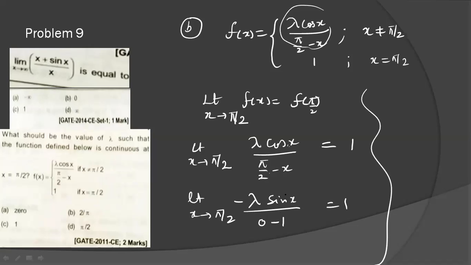Now if you apply the limit x equal to pi by 2, minus is cancelled out. It will give you lambda sine pi by 2 equal to 1, because the value of the function at pi by 2 is 1 only. So lambda will be 1, because sine pi by 2 is 1. So lambda will be 1 here.